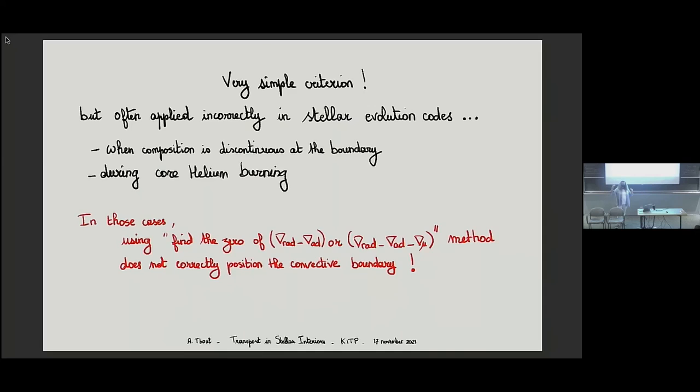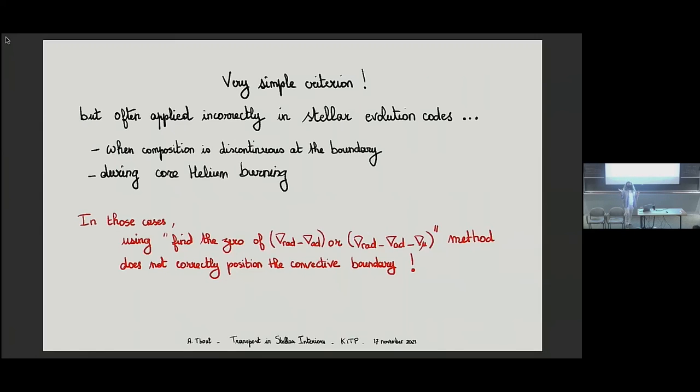By doing that, you use data from the radiative region, find the zero, right? So you use data from the convective side and from the radiative side, and you go through a discontinuity in composition, and that leads to big problems in the positioning of the convective boundaries. It also is a big problem during core-helium burning. And core-helium burning is a really tricky thing for the boundary of the convective core, because the radiative gradient acts very weirdly there, and I'm going to show you that later.